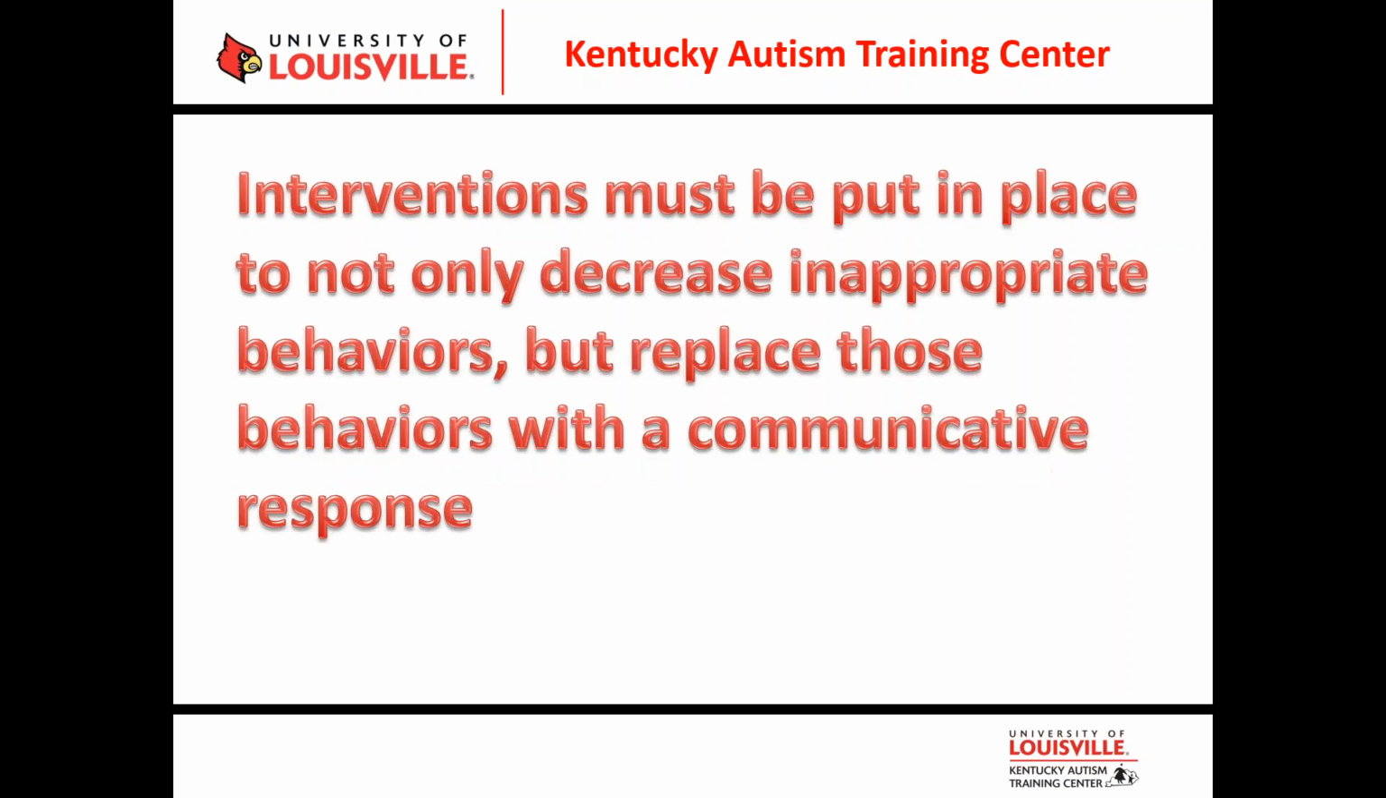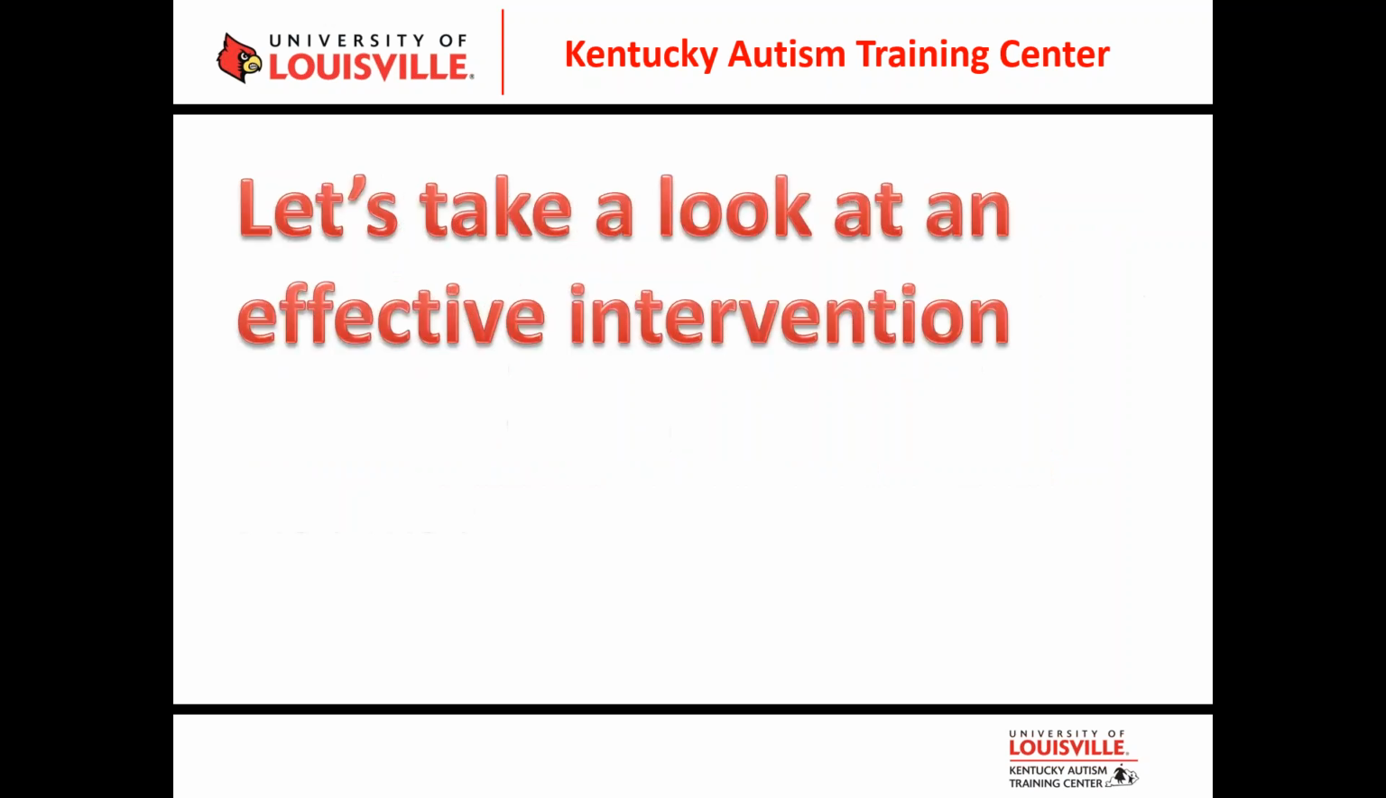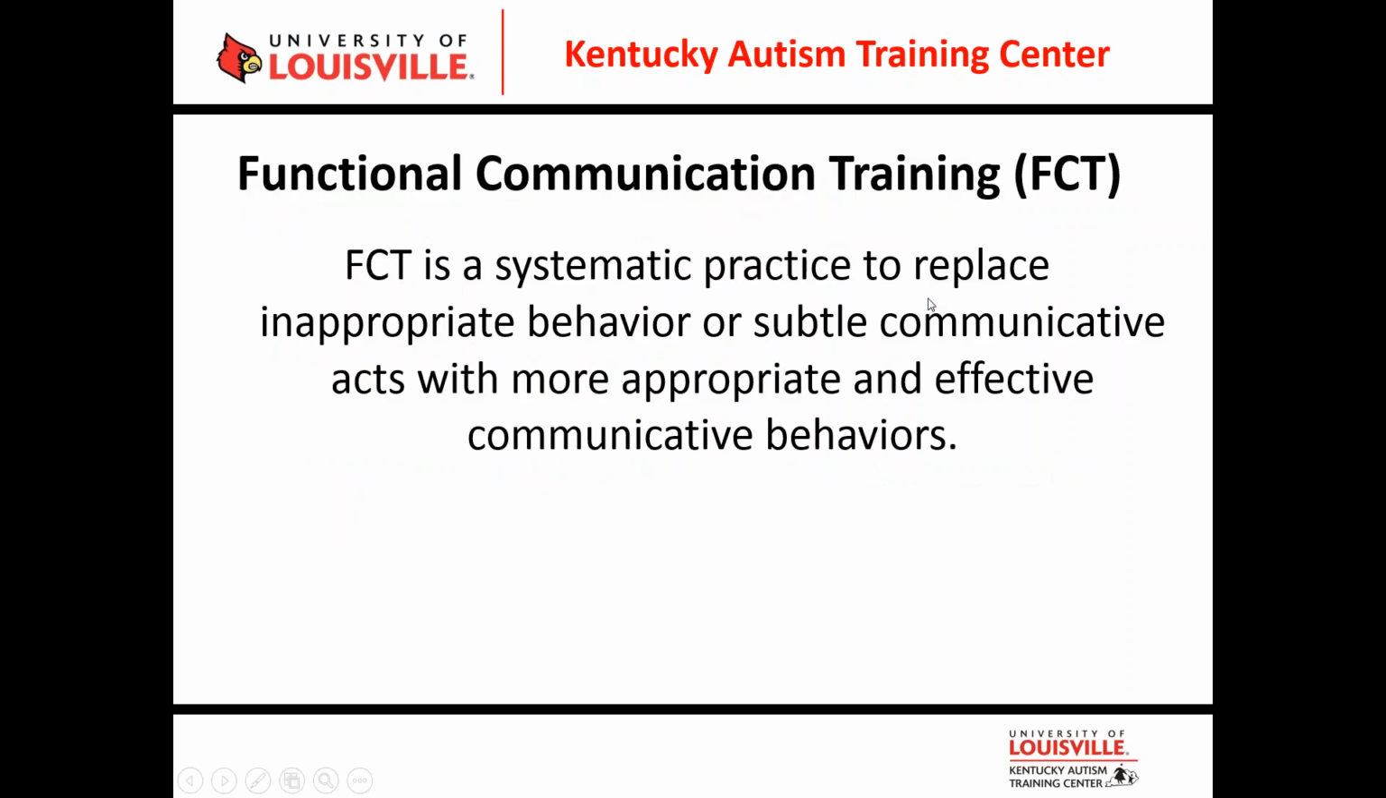So we really have to put interventions in place that not only decrease those inappropriate behaviors, but also provide what is going to replace them. And that's what we're going to talk about today, functional communication training and how important it is to decrease those behaviors we see with individuals with autism. So let's take a look at this intervention that has been very effective. It's what we call functional communication training. Let's take a look at the definition first.